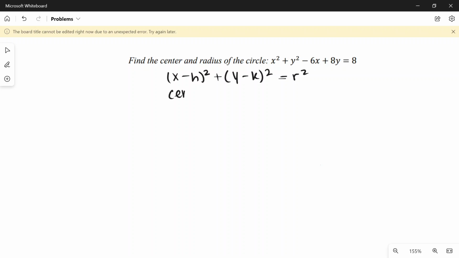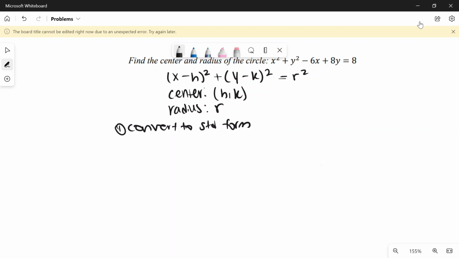You'll also have to know that from this equation, the center is the point (h, k), and that the radius is r. These three things are just something that you would have to know in order to even know where to start with this problem. Obviously, what we're given is not in standard form, so they want us to convert to standard form.